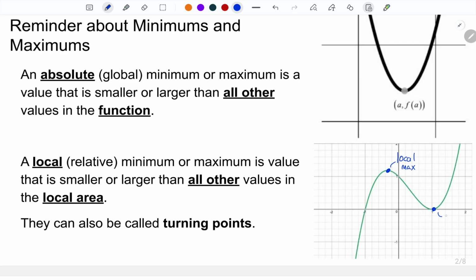Same with the local minimum. It's just the lowest point in that area, so we have one there to the right, but it's not necessarily the lowest point of the entire function. It could be though, so in the parabola up above, that is an absolute, and you could say local, minimum. Okay, and those minimums and maximums can also be called turning points because the graph turns direction. It's going upwards and then goes downwards, hence the term turning point.